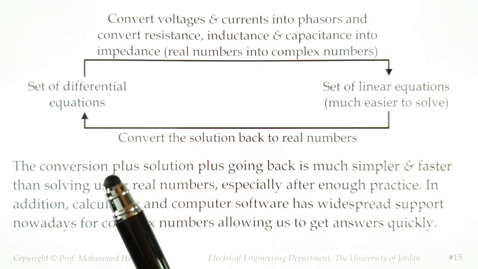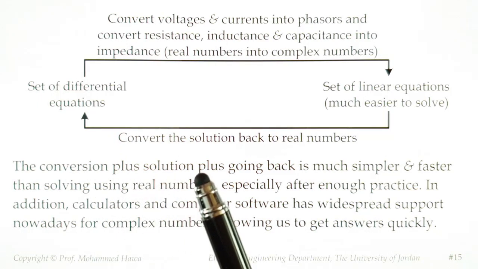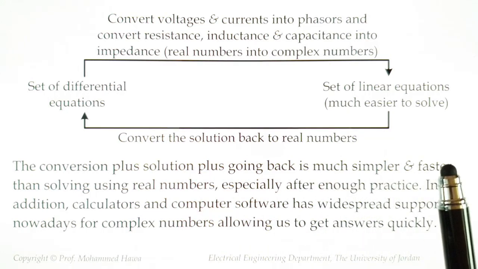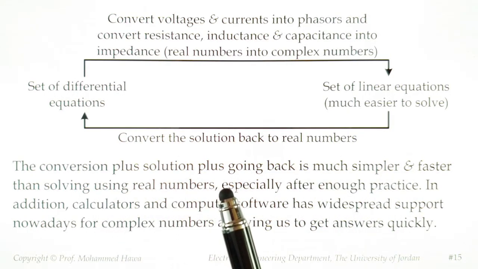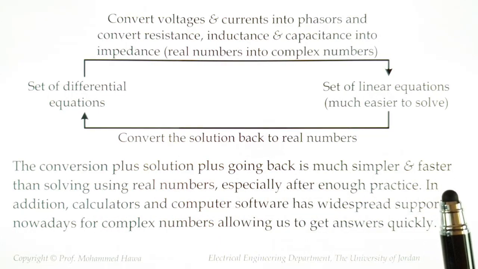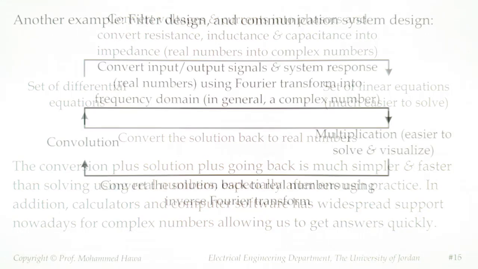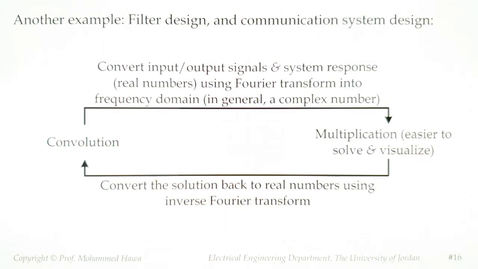It turns out that converting to complex numbers plus solving the answer using complex numbers plus going back is way simpler and faster than solving using real valued numbers, especially after you've gotten enough practice using complex numbers. In addition, we're lucky today because calculators and computer software has widespread support for complex numbers, so you don't even have to multiply and divide by hand like in the good old days. What you can do is plug in those numbers into your calculator and it will give you the answers very quickly. Here I show you another example why complex numbers are useful.